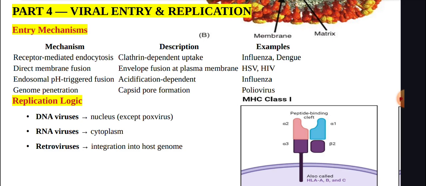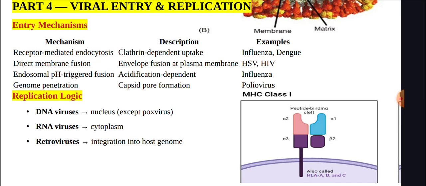Then you have something less elegant. Genome penetration. The source says poliovirus uses this. Right. Polio is a non-enveloped virus. It's just a naked protein shell, a capsid, no lipid skin. So it can't fuse.